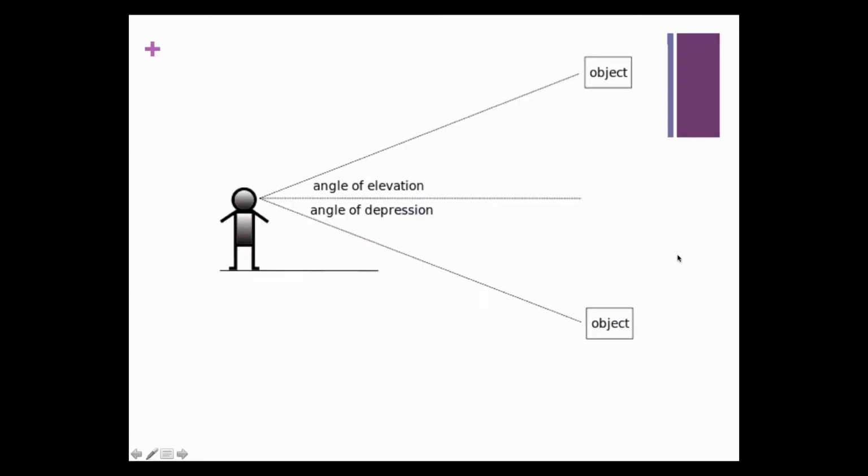So, here's the first thing. That's you. And if you look straight ahead, you have this line. Anywhere you go from that line upwards is what's called an angle of elevation, because you're going from the horizontal line and you're elevating your look upwards. Anytime you go from that horizontal downward, it's called an angle of depression. Okay? Everything comes from that horizontal line. You go up, it's elevation. You go down, it's called depression. Simple concept, yes?